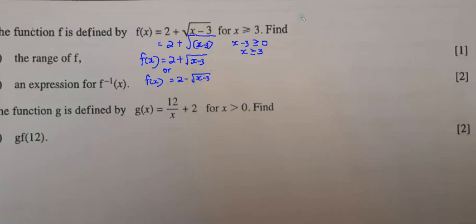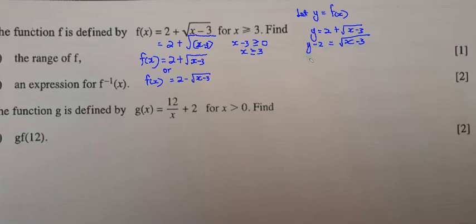Now, how would this look like now? Let y equal to f(x). Okay? Now, so y equal to 2 plus square root x minus 3. This bring over, y minus 2 is square root, so this is x minus 3.